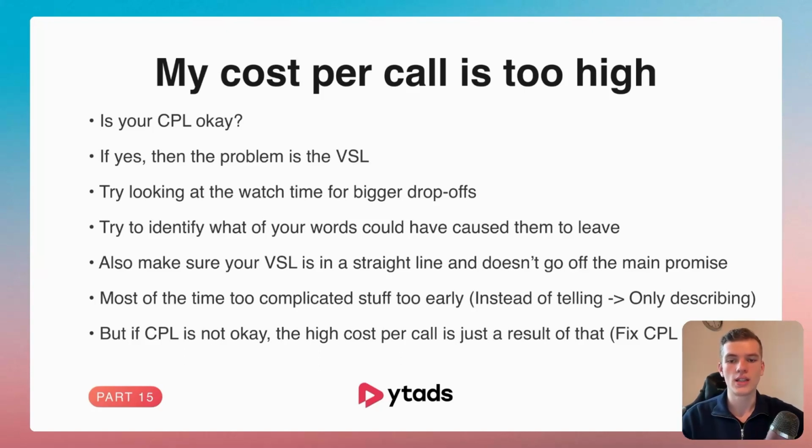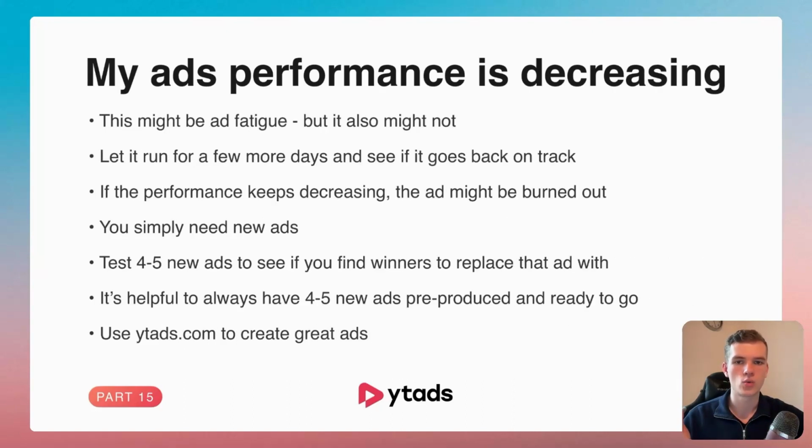But if your cost per lead is not okay, then the high cost per call is just a result of that. So if you have a high cost per call and also a high CPL, the high cost per call is just a result of the high CPL. So fix the high cost per lead first. And then the high cost per call will probably also be fixed automatically as well.